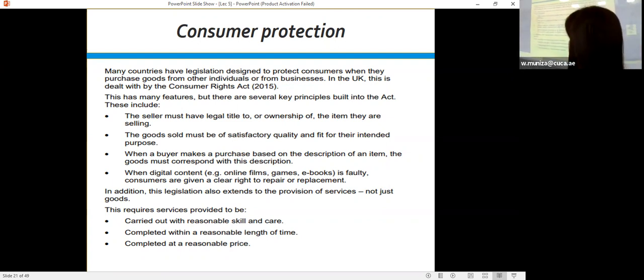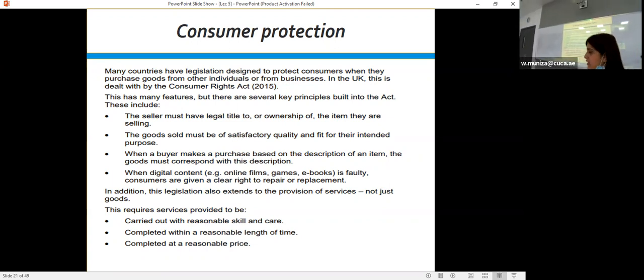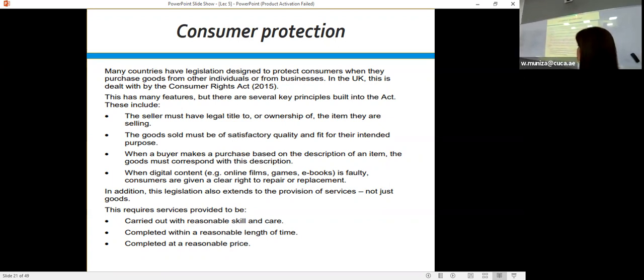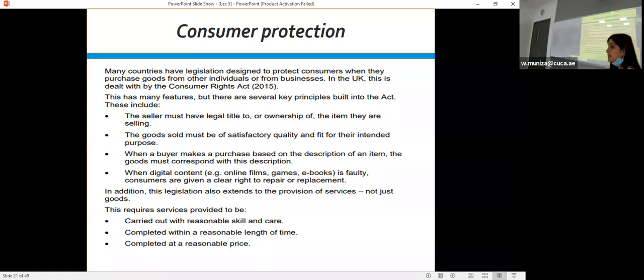When digital content, that is online films, games, ebooks, is faulty, consumers are given a clear right to repair or replacement. In addition, this legislation also extends to the provisions of services, not just goods. This requires services provided to be carried out with reasonable skill and care, completed within a reasonable length of time, completed at a reasonable price. So this list of actions is not just confined to the case of goods, but for the services also the consumers must be protected.